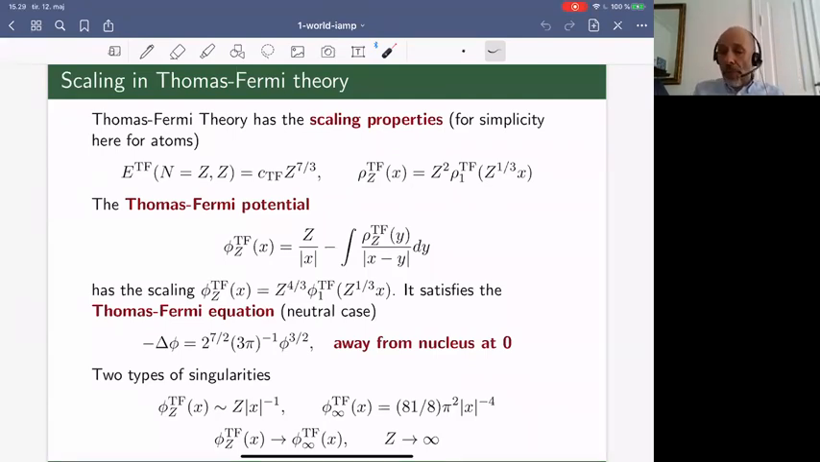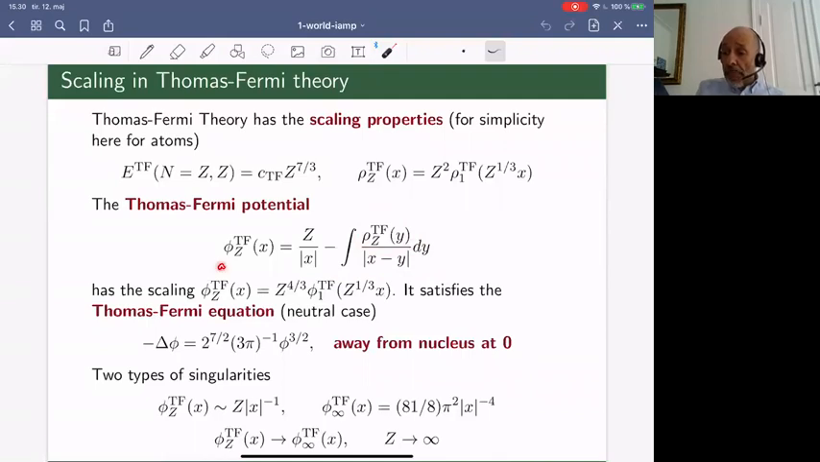But let me just introduce one more quantity before I get to that, the Thomas-Fermi potential, which is simply the mean field potential that the electron sees. So there's the z divided by x, that's the nuclear attraction. Remember, I had a minus sign in front of the potential, so that's why it comes in with a plus. So there's the nuclear attraction, and then there's the repulsion that you feel from all the other electrons. So this is the mean field interaction created by the density rho TFZ, the minimizer of the Thomas-Fermi functional.